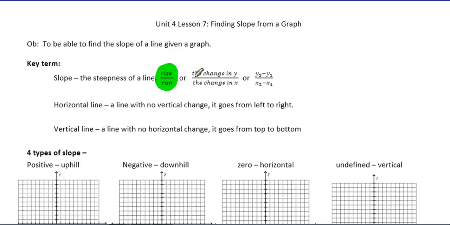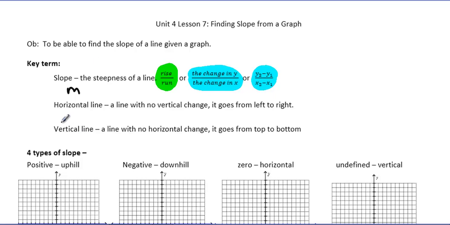In the future you'll hear us use the terms change in y over change in x, and we're definitely going to learn the formula (y2 minus y1) over (x2 minus x1). For slope we use the letter M as the abbreviation instead of the letter S. We'll talk more about that in class.